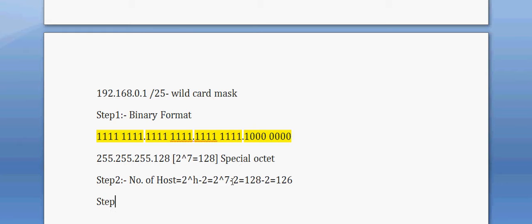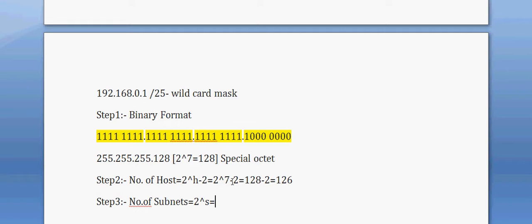Next is step 3, the number of subnets. The formula will be 2 raised to s. I will tell you why we subtracted 2 in the host formula.